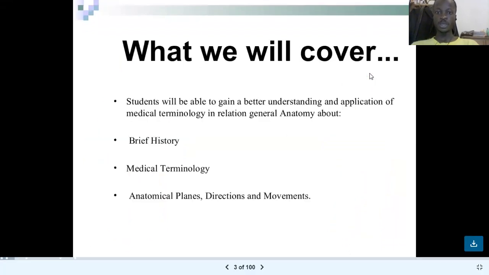So what we're going to cover: we're going to look at a brief history of what anatomy is, how we came to learn anatomy, and we'll look at the medical terminology that we use in anatomy, as well as the anatomical planes that we use as reference points, as well as the directions and movements that you're going to talk about when you particularly look at the limbs as well as the body wall, right?